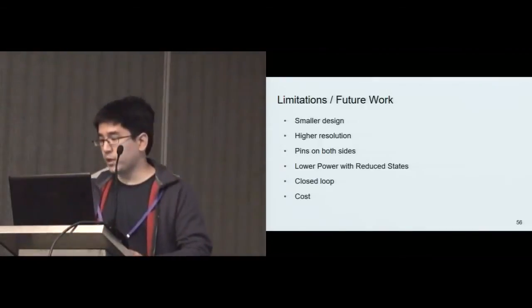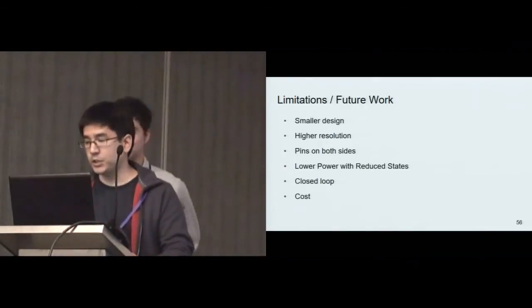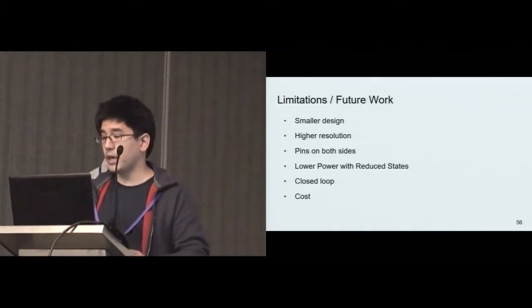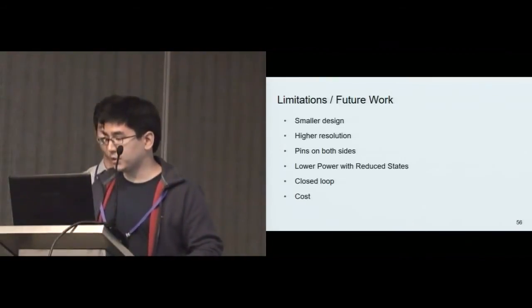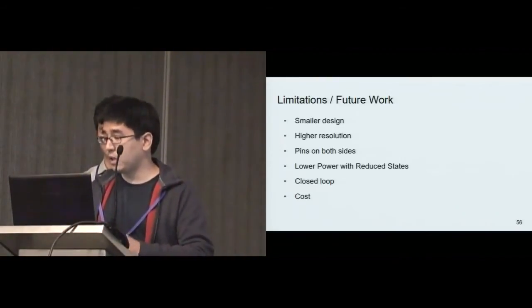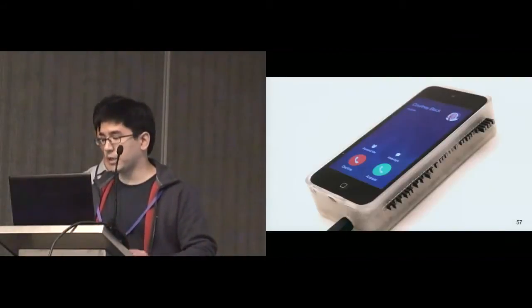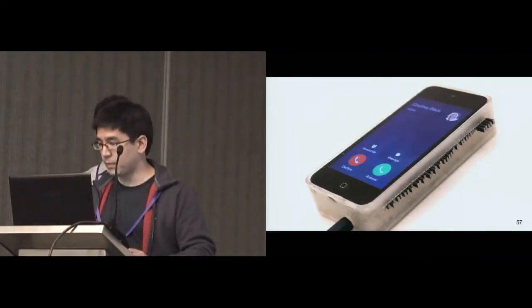So our future plan is to improve upon our limitations and to make smaller prototypes with higher resolution. Pins can be on both sides for both hands, and lower power consumption can be achieved if we reduce the number of states. Especially to do more precise control and for more applications, the closed-loop version needs to be implemented, and we also need to consider other chips and actuators that reduce the cost.